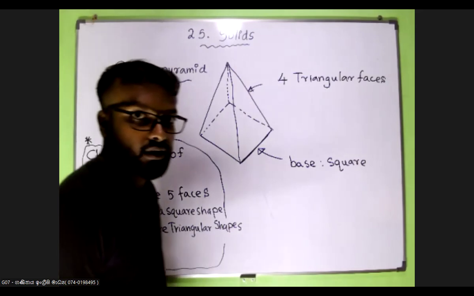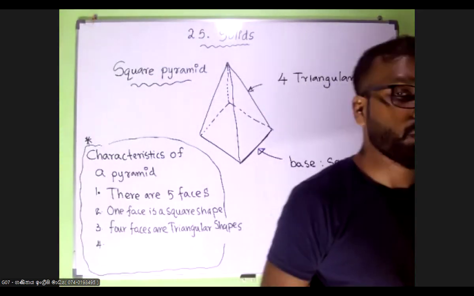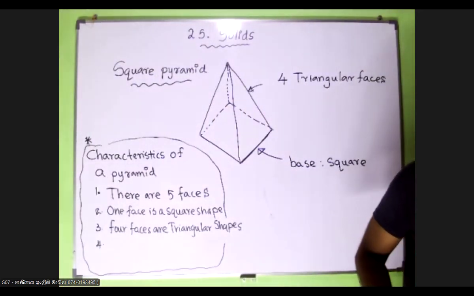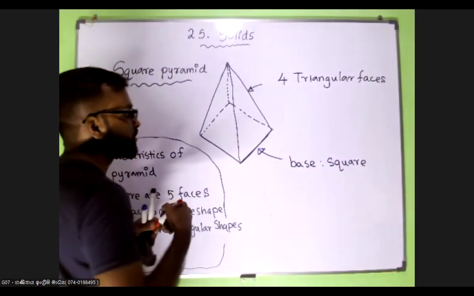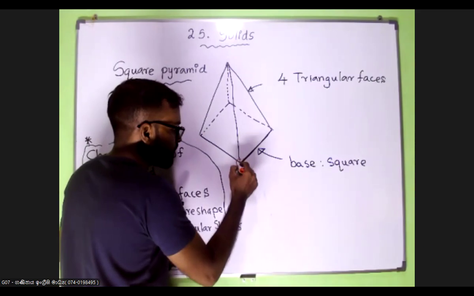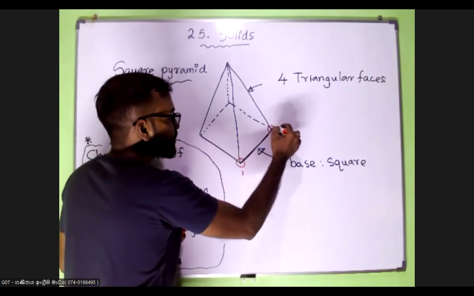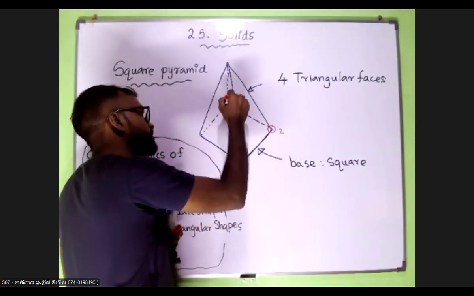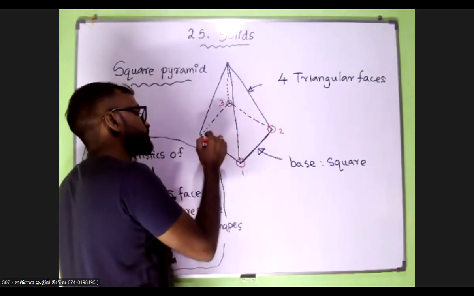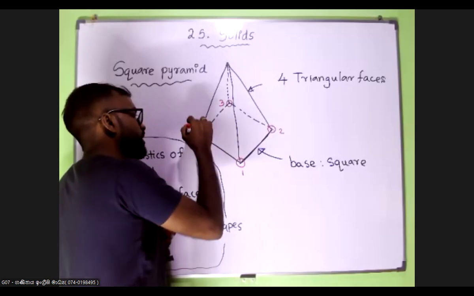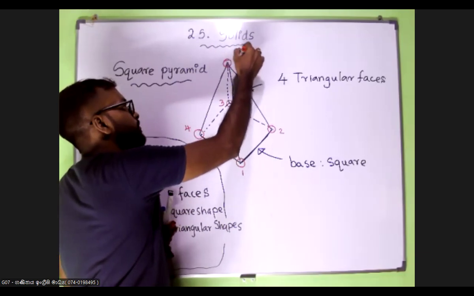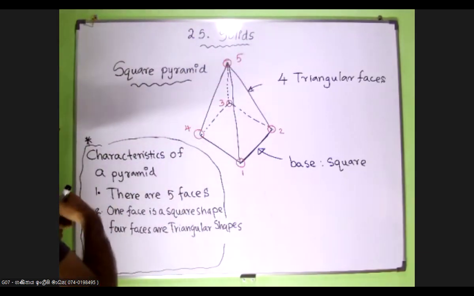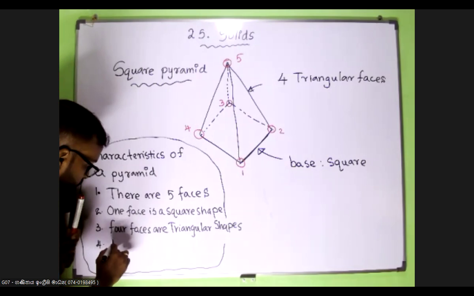And the fourth one: how many edges are there, and how many vertices are there? So you have to count it. I will write the number of vertices. First one, second one, and here we cannot see the third vertex, and fourth one, and on top we have the fifth. So there are five vertices.